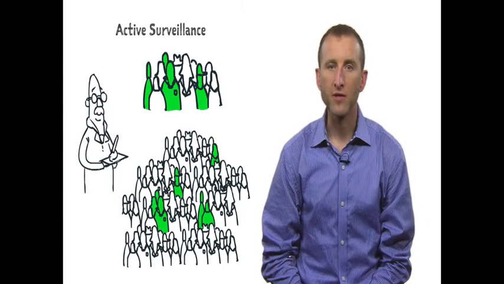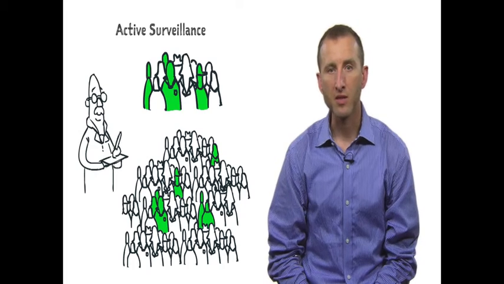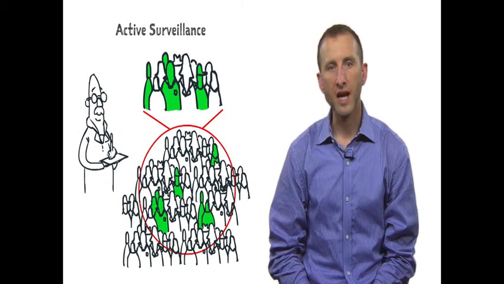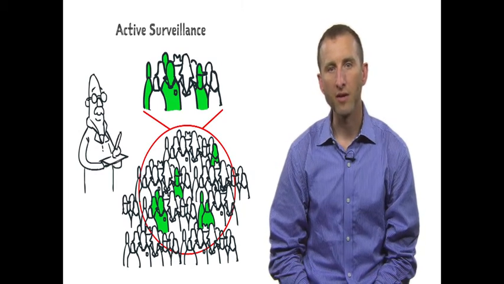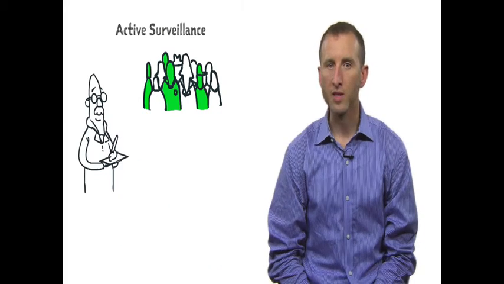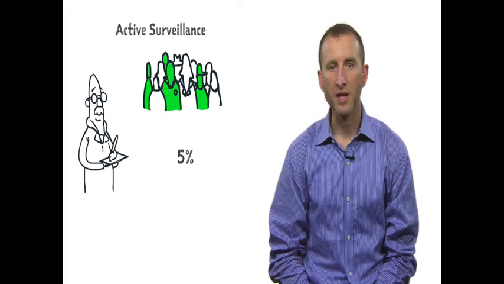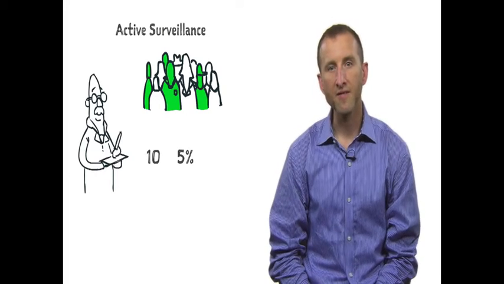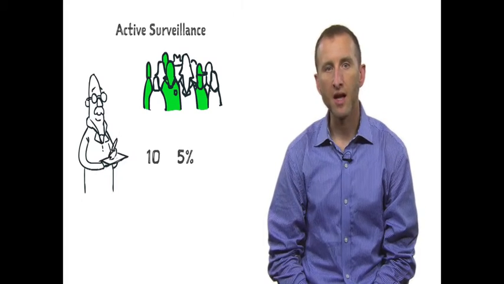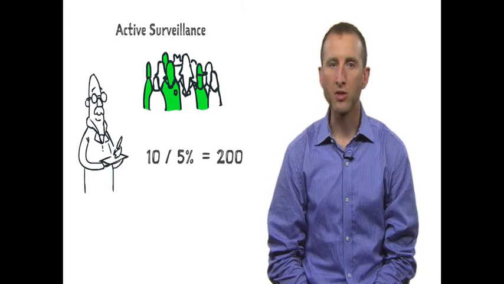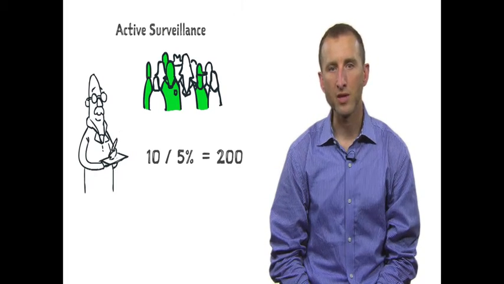Second, because the surveyor defines the sample to be measured, it is straightforward to scale these observations up to the level of the full population. For example, if a simple random sample of 5% of the population is measured and 10 infected individuals are detected, then we would expect there to be about 200 infected individuals in the whole population.